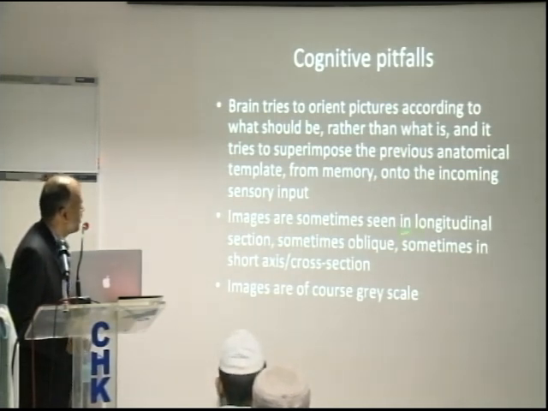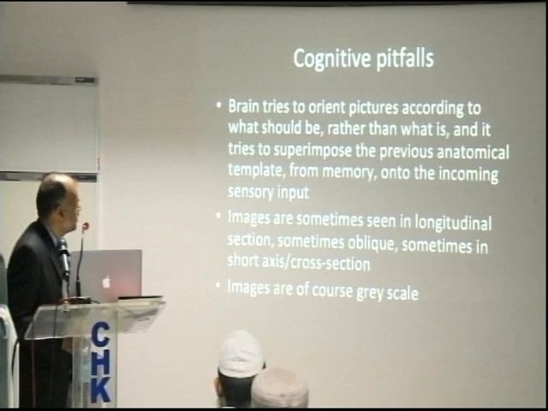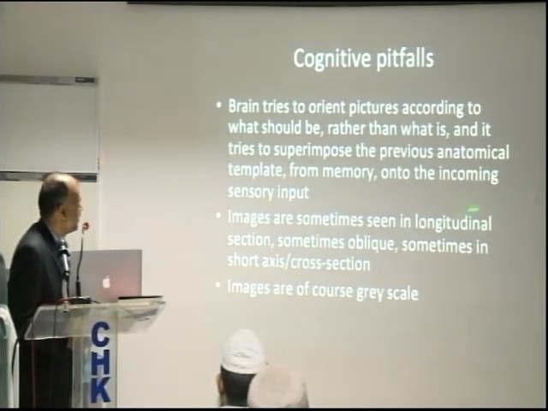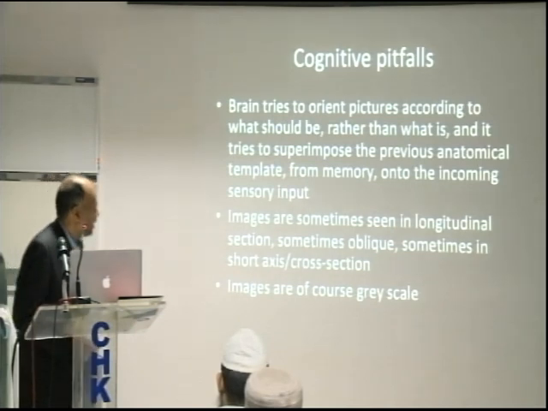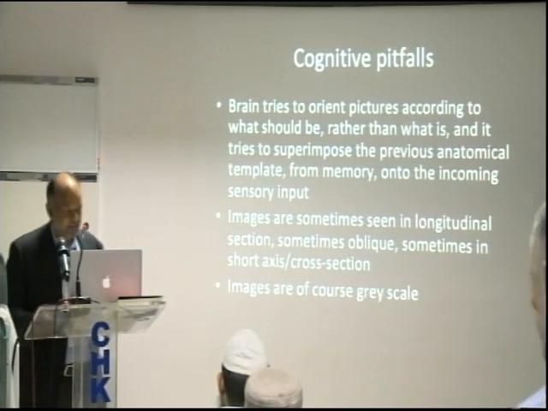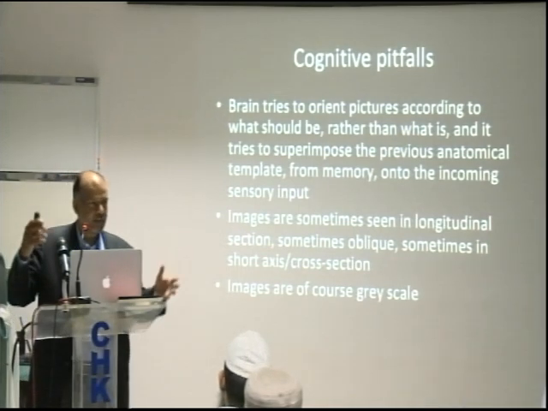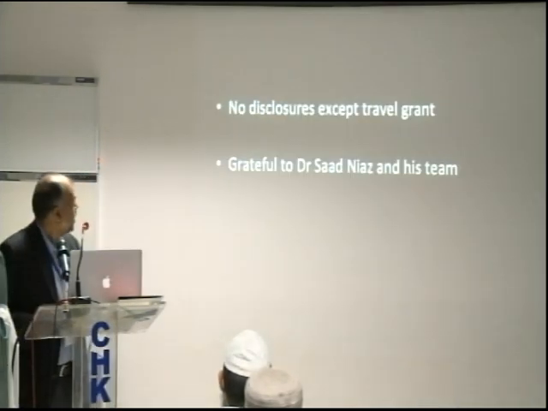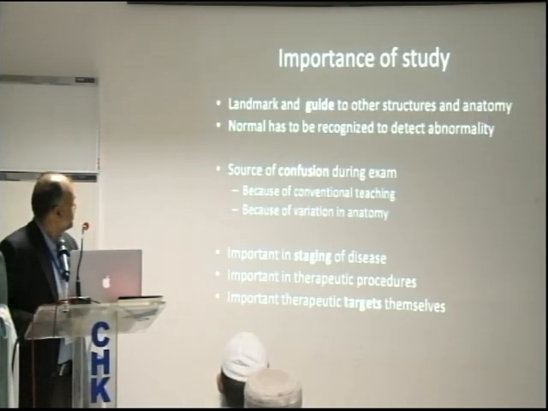The reason is that sometimes, if you just rotate the scope a little, the same image will appear in longitudinal section, sometimes oblique, sometimes short axis. And of course the images are grayscale, so they don't tell you what is happening. There are no colors to differentiate between things. All right.